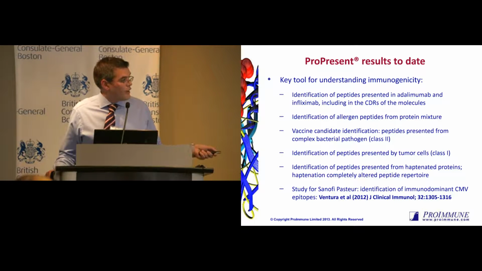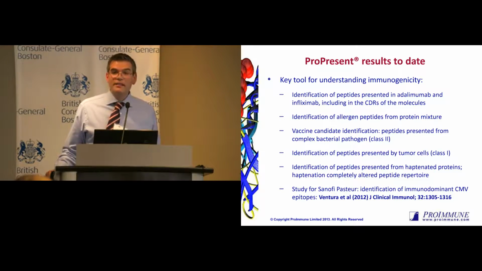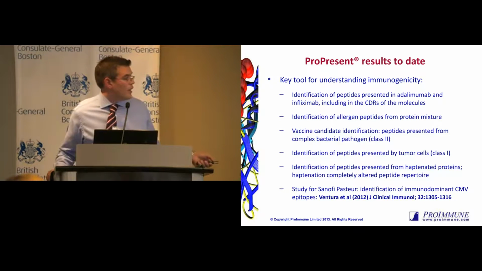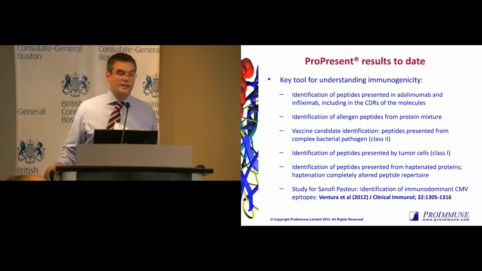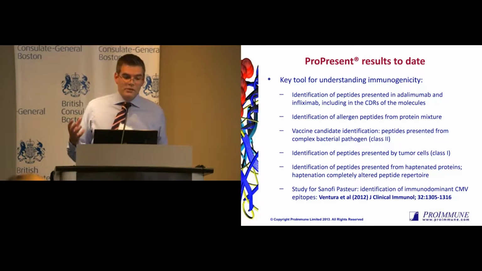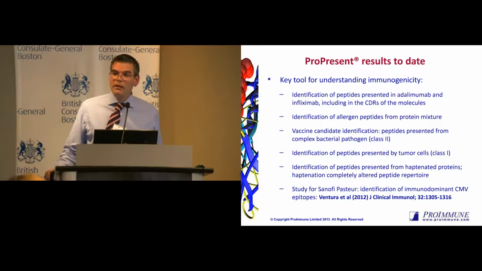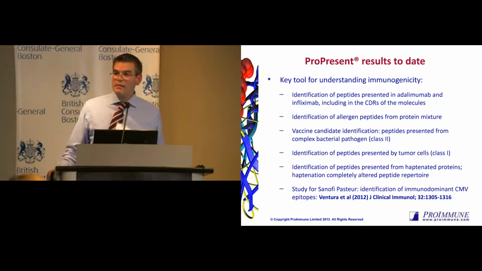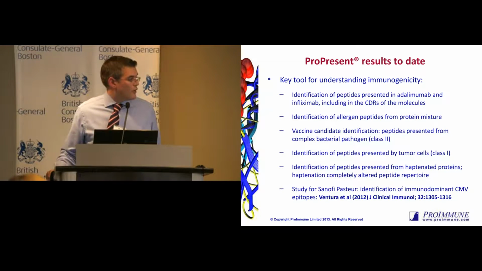We've also looked at class 1, peptides that are presented directly by tumour cells. So rather than using the dendritic cells, we've taken the cells directly from clients, and then we've done the immunoprecipitation on MHC class 1. We've also looked at peptides presented from haptenated proteins loaded into dendritic cells. And this is very interesting because originally our hypothesis was, are the haptenated amino acids presented naturally in the MHC molecule? It turns out that the haptenation itself radically altered the repertoire of peptides that were presented by the MHC molecule. So again, it's a hypothesis-driving approach.